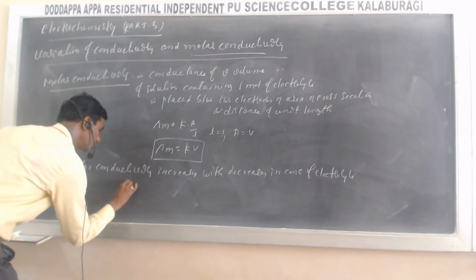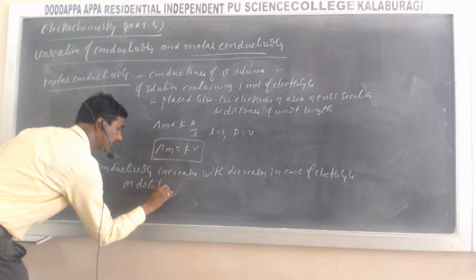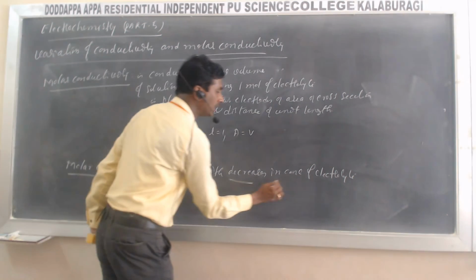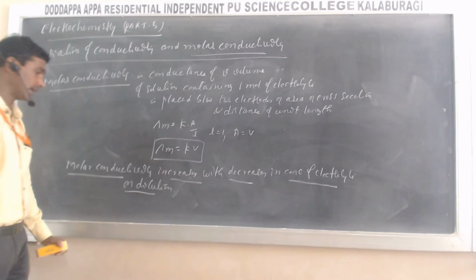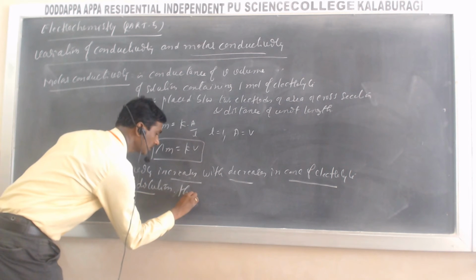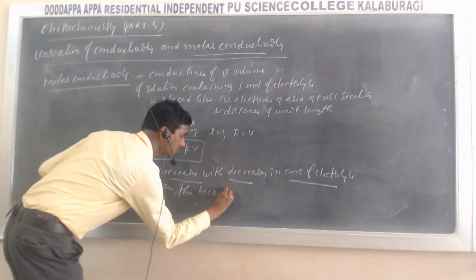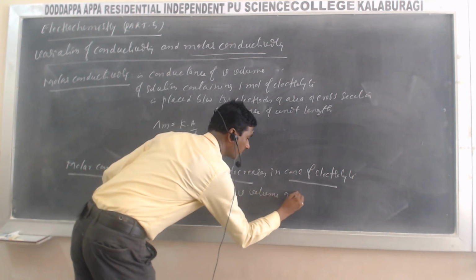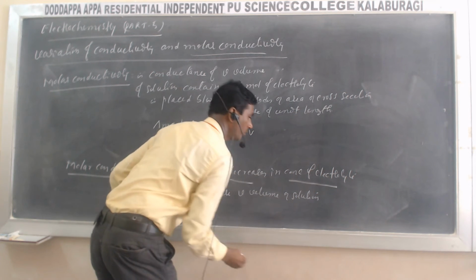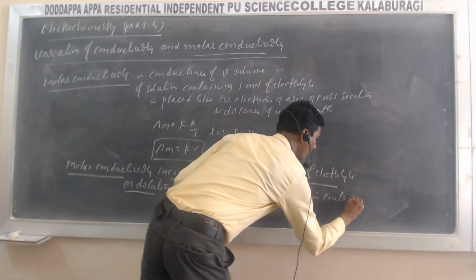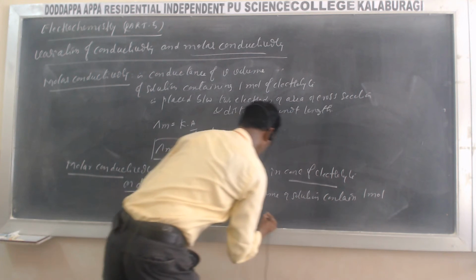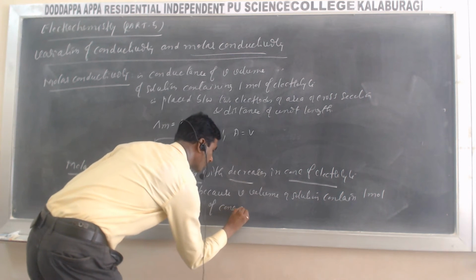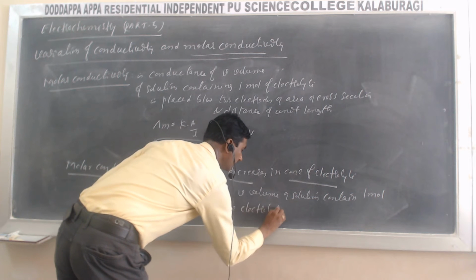Electrolyte on dilution. But conductivity decreases on dilution, while the molar conductivity increases with decrease in concentration of electrolyte on dilution. What is the reason? This is because the volume V of the solution contains 1 mole of electrolyte.